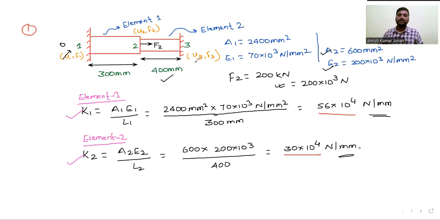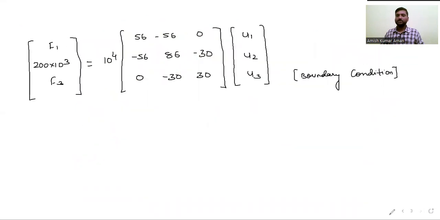Similarly, at the third node, it is again fixed. So U3 will become 0. So let us keep U1 value 0 and U3 value 0. Now, if you remember what I said, if any displacement is 0, then that row we have to eliminate. U1 is 0, so we are going to eliminate this row. As U3 is 0, we are going to eliminate this row.